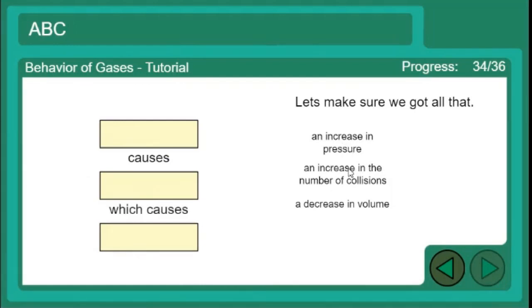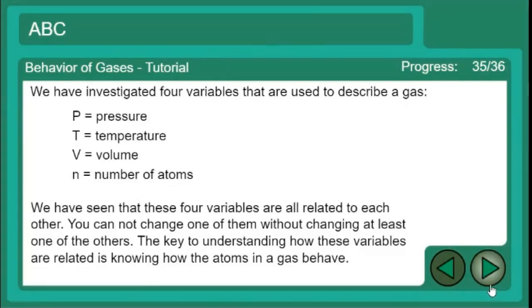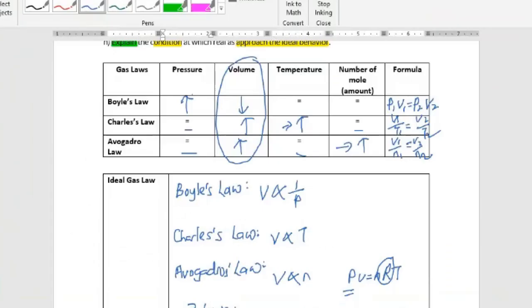Okay, so what happened? A decrease in volume will cause an increase in the number of collisions, and an increase in pressure. So now we have investigated 4 variables that are used to describe a gas: pressure, temperature, volume, and number of gas atoms. This is what I mentioned just now: pressure, volume, temperature, and number of gas.